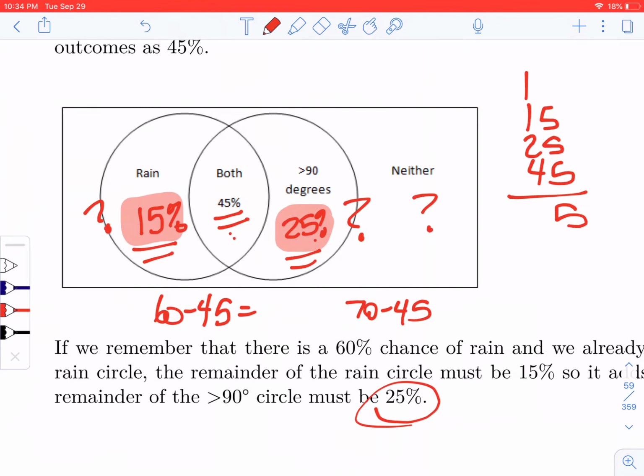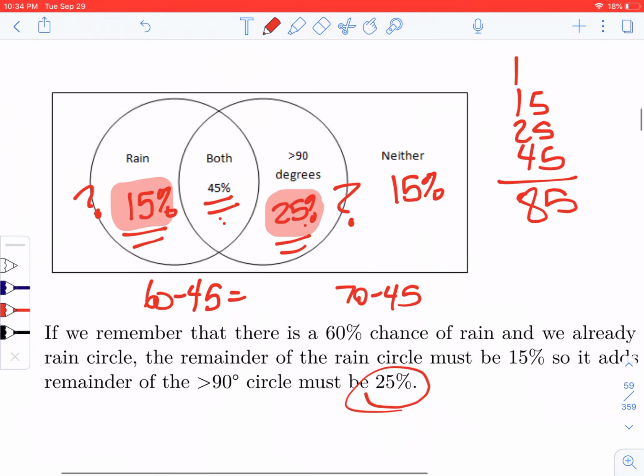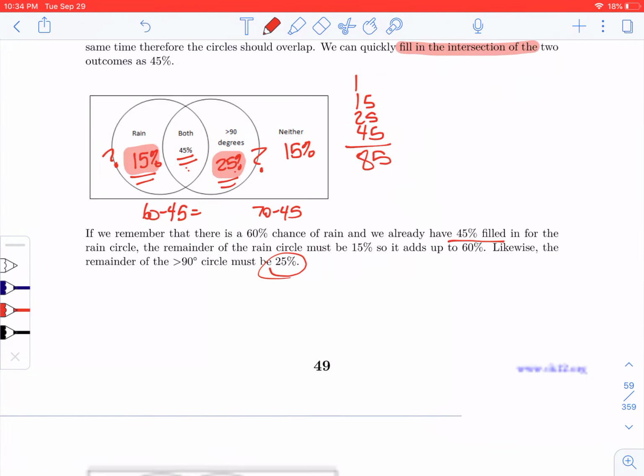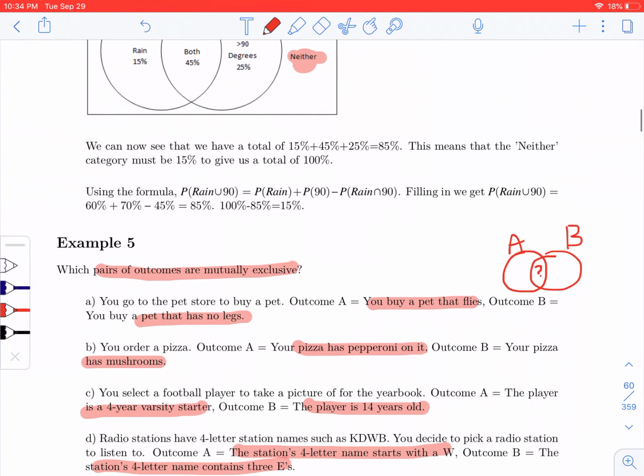5 and 5 and 5, 15, carry the 1, 85. So that's not 100%. So I need another 15% to get to 100. That means there's a 15% chance of there being no rain or over 90 degrees. All right.